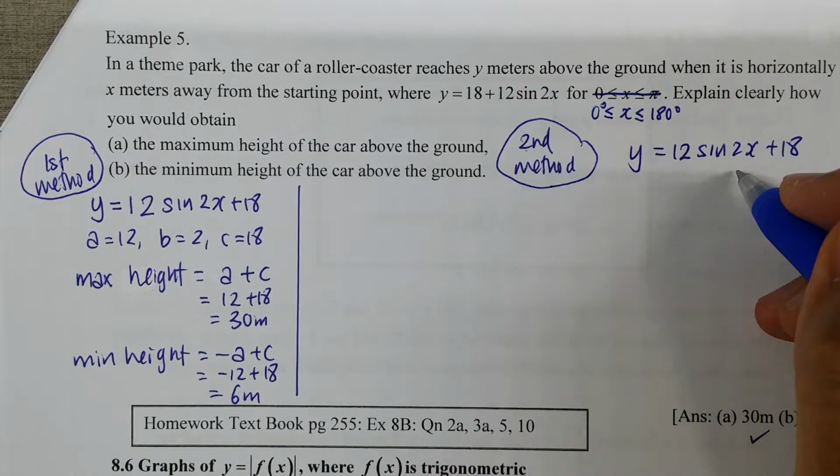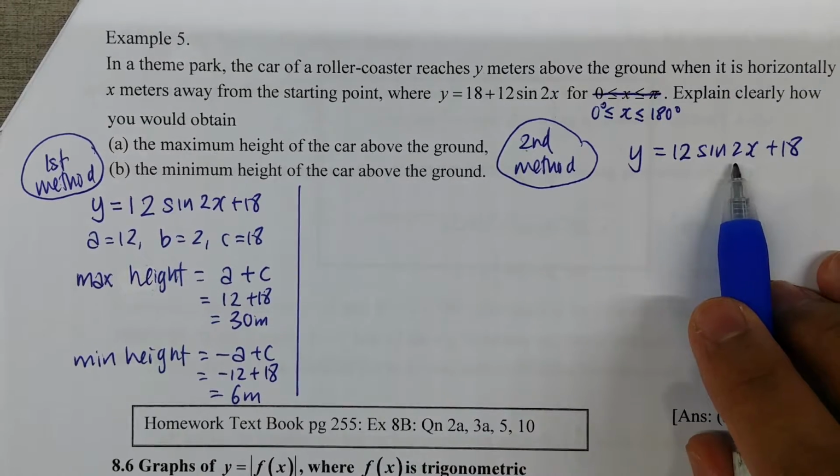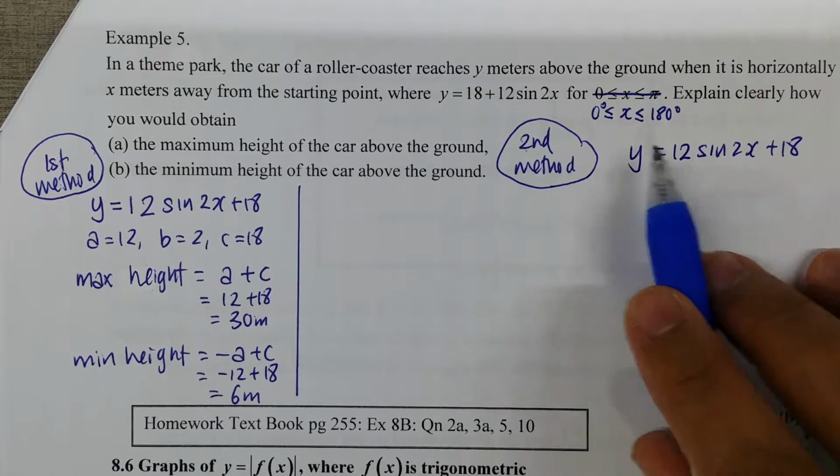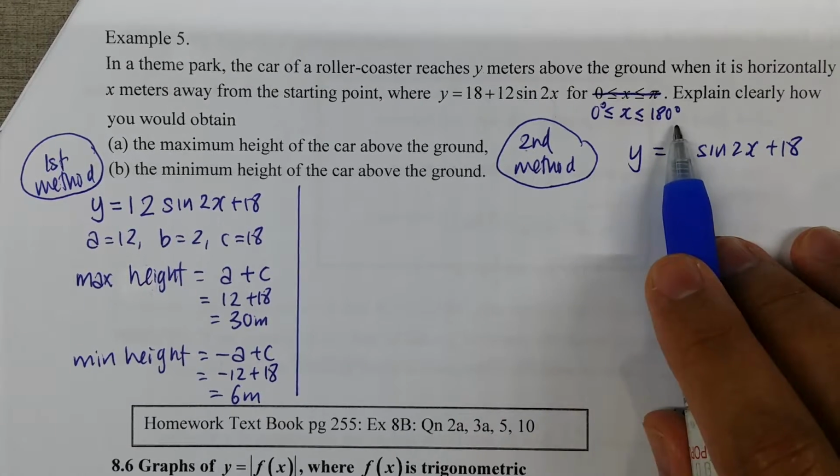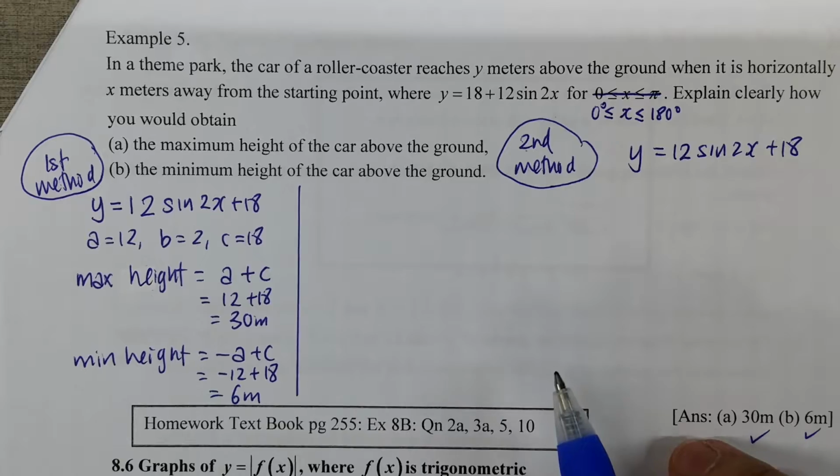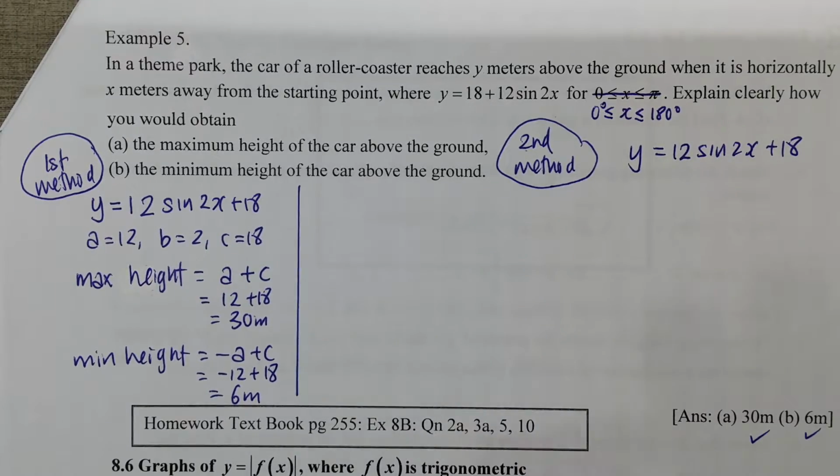Okay, B is 2. I repeat again, B is 2. So it means there are two cycles in 360. Two cycles of the sine graph in 360. So there should be one cycle within 180, because 180 is half of 360. So if you cannot visualize, then how about using your best friend, Desmos?